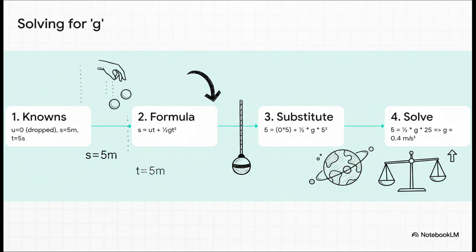Step 3 is just plugging in the numbers. So 5 equals 0 times 5 plus 1/2 times g times 5 squared. And finally, step 4. Just solve for g. A little bit of algebra, and you'll find that g equals 0.4 meters per second squared. See, if you follow the steps, you'll nail it every time.